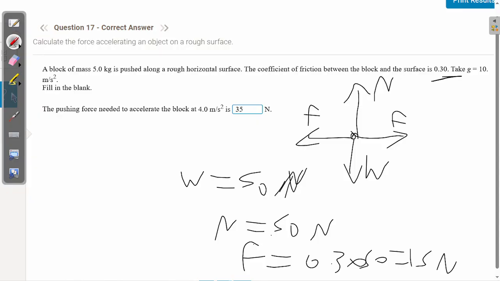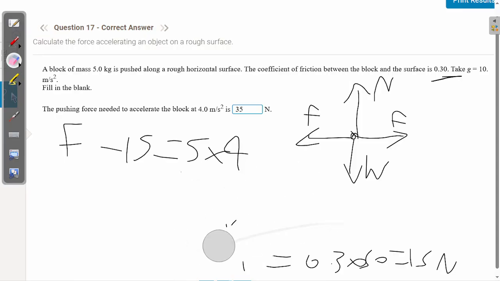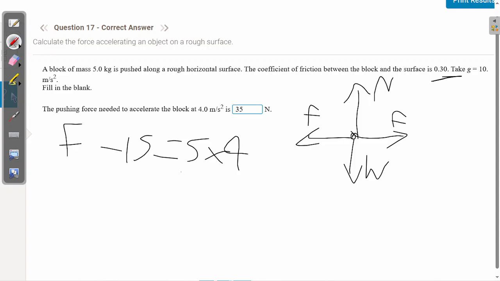Okay, now we have the friction, we can solve. F minus 15 is equal to ma, which is 5 times 4. So F is equal to 20 plus 15, which is 35 newtons.